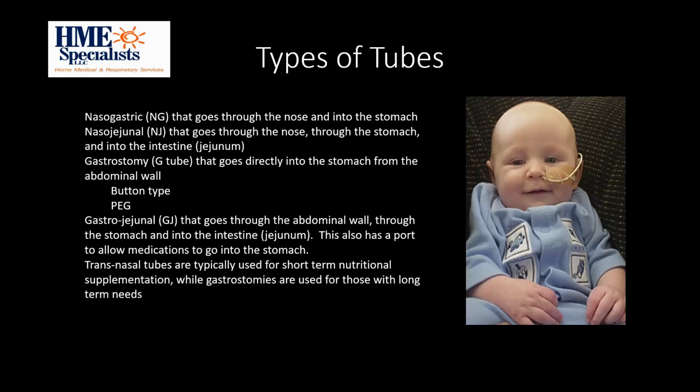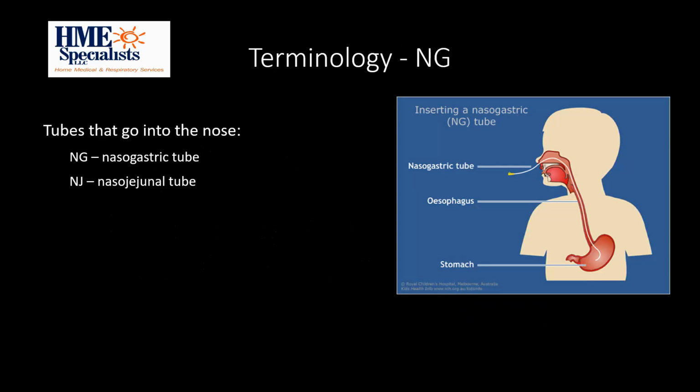There are gastrostomy tubes. Remember, gastro means stomach. Ostomy means hole. That means you have a hole going into your stomach, and a tube gets placed in that to allow things to go into those. The last few things listed will be rarely, if ever, seen at HME, so I'll just pass on those for the time being. So first, let's talk about the nasogastric tube.